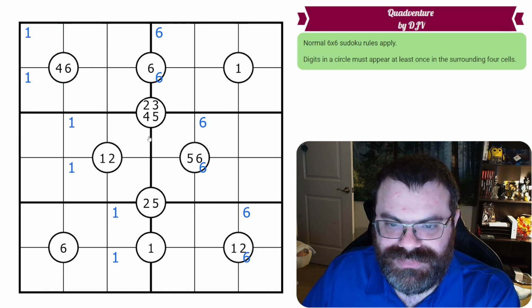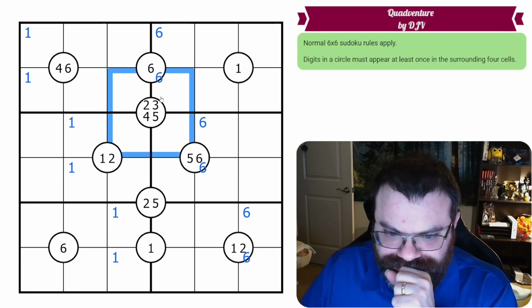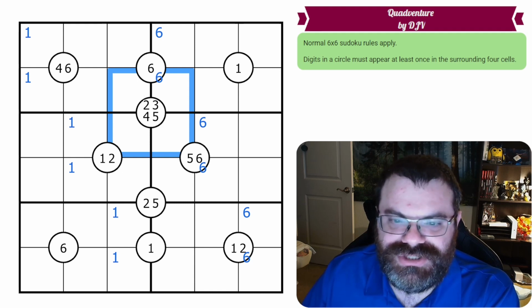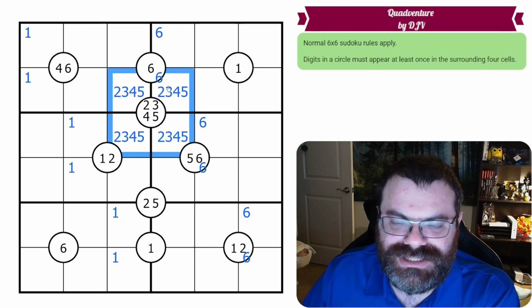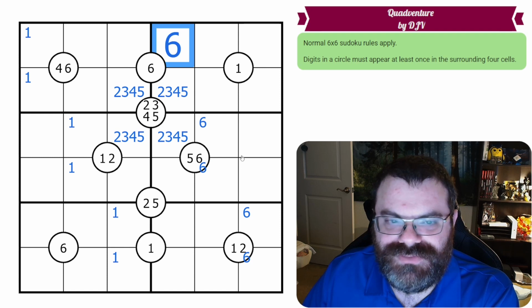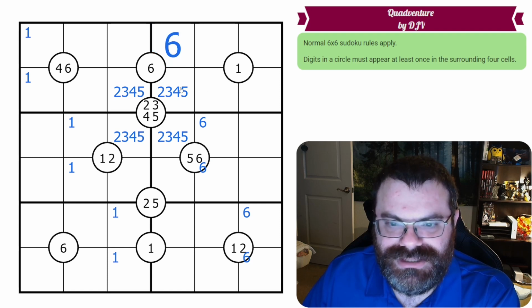All right, so the next thing I'm seeing, I think there's a lot you can do right at the start, but I guess we should do this. This would have been a good place to start. There's 4 cells and 4 digits, so we can just put 2, 3, 4, 5 in these cells. And the important thing about that is this cannot be a 6. So we can remove 6 from that corner mark, and we can place the 6 here.